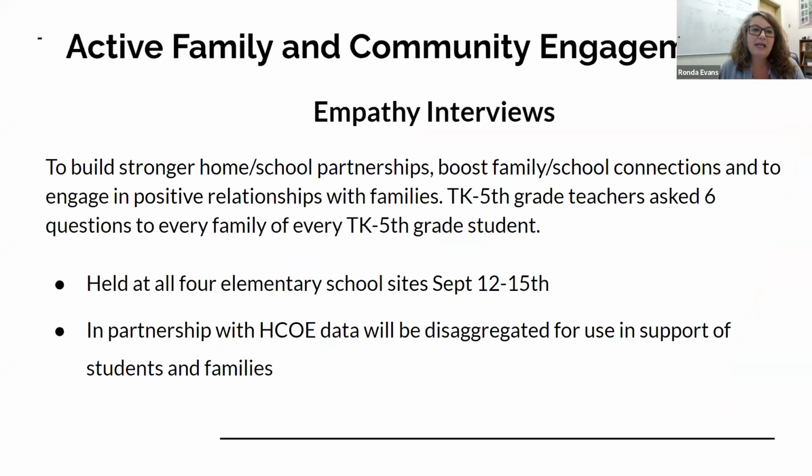But we as a school district decided to launch what we call empathy interviews. Empathy interviews are a rounding model. It's a very clear, specific way of having a conversation that's directed around certain points of conversation. Empathy interviews are intended to build stronger home and school community partnerships, to boost family and school connections.